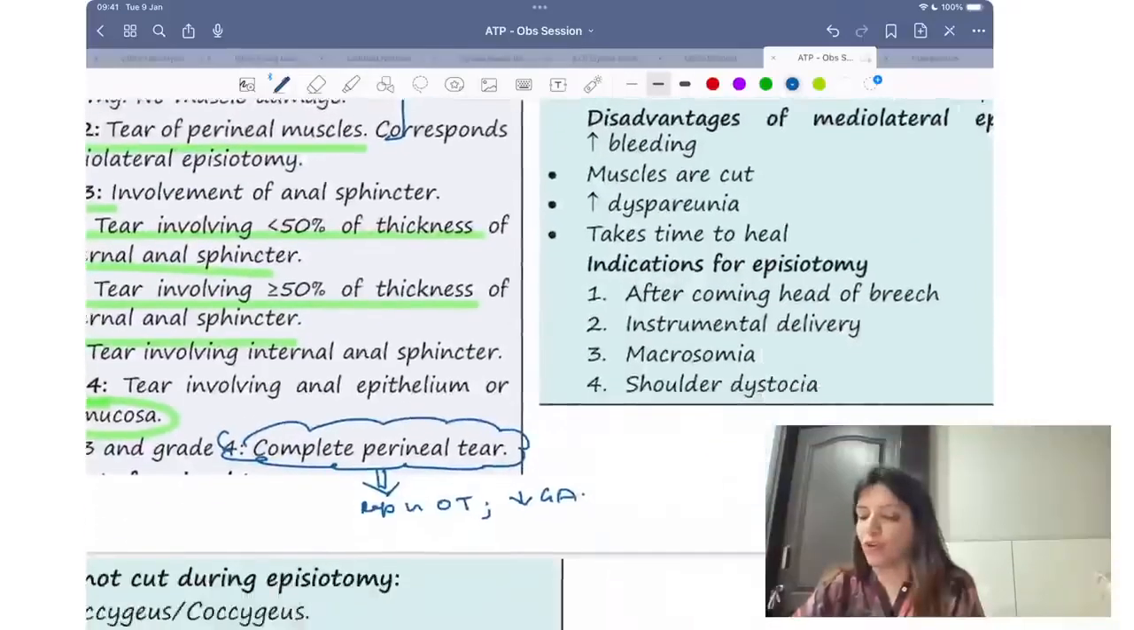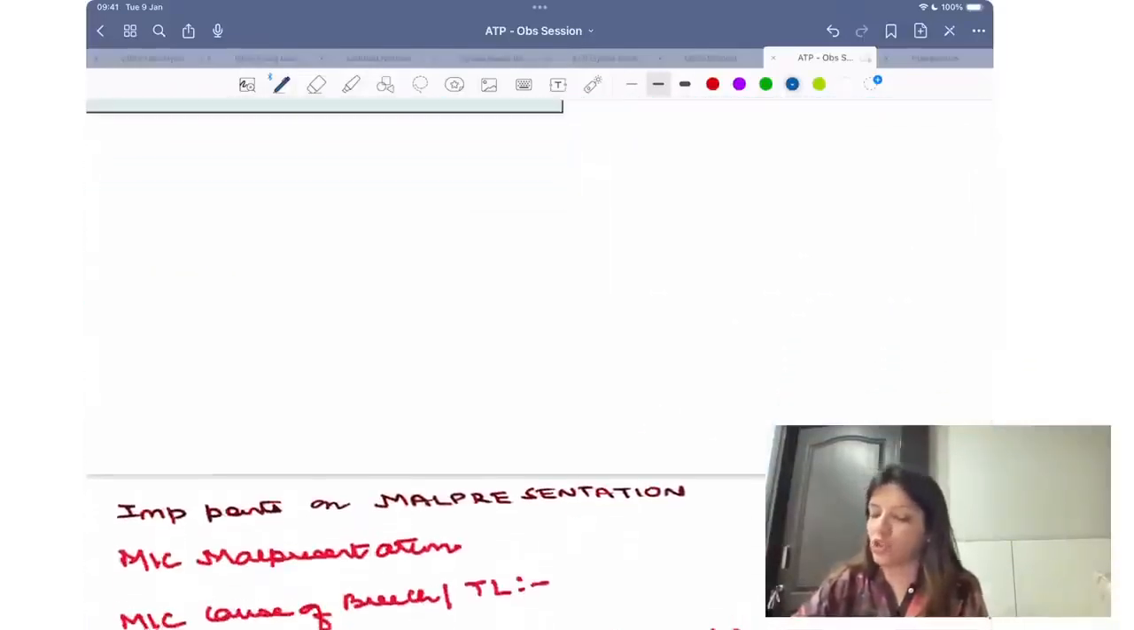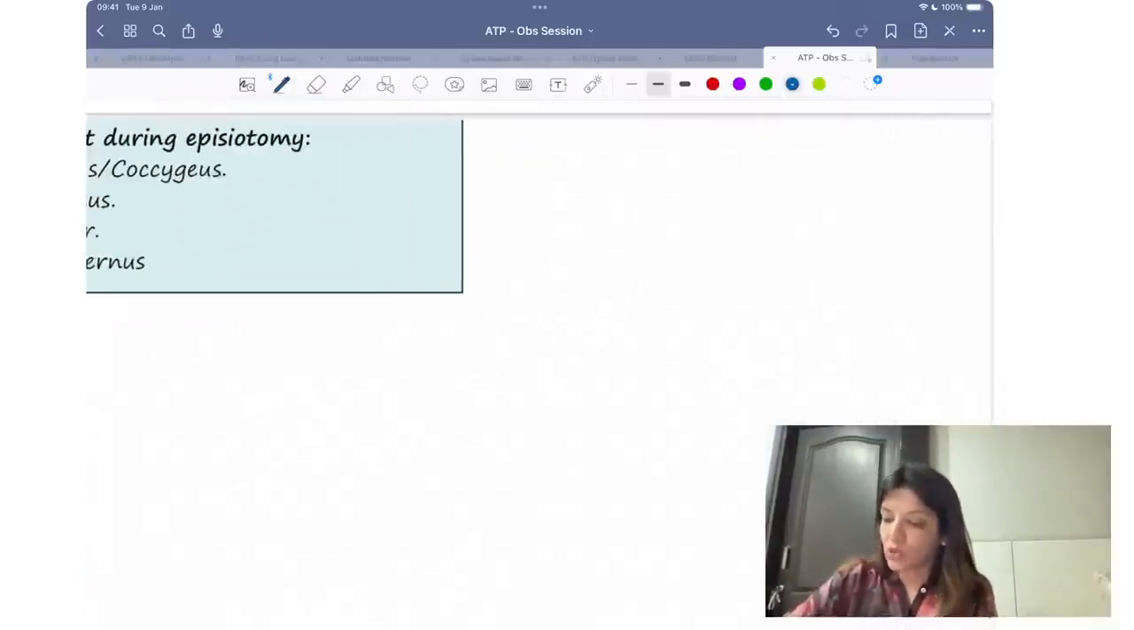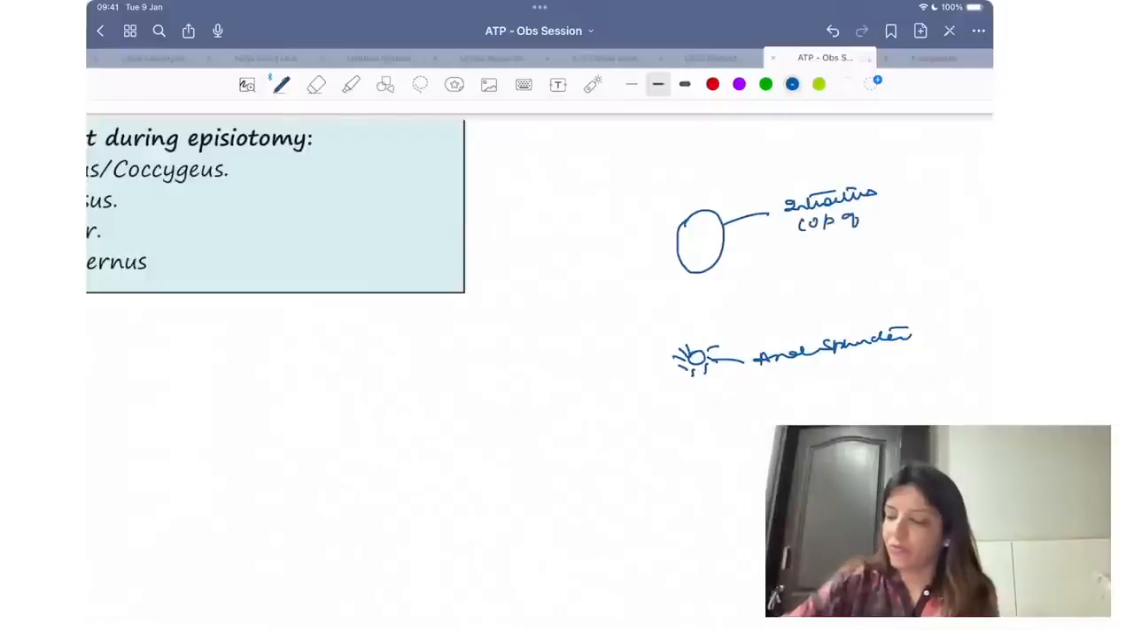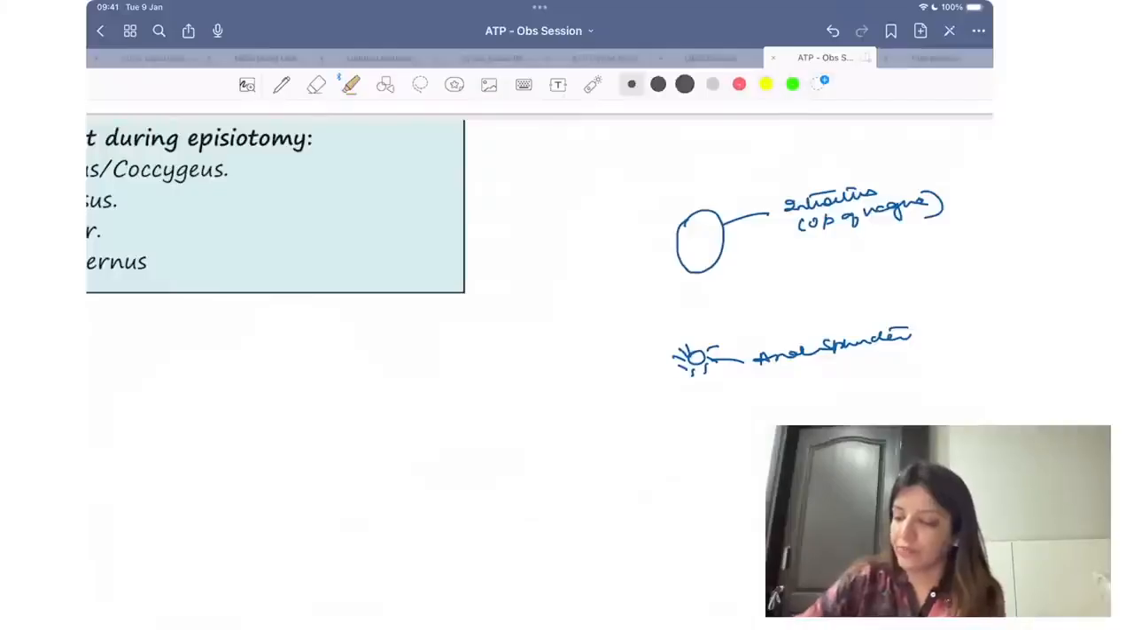Next important topic for all of you is related to episiotomy. They ask you many questions related to episiotomy. So if this over here is the introitus, that is the opening of the vagina, this is the anal sphincter, this is the opening of the vagina. Now we all know muscles are present over here.